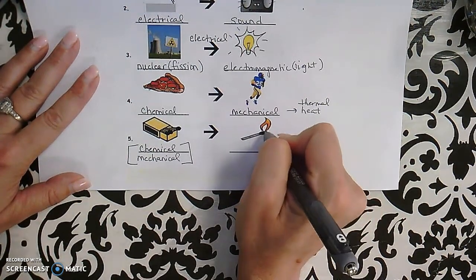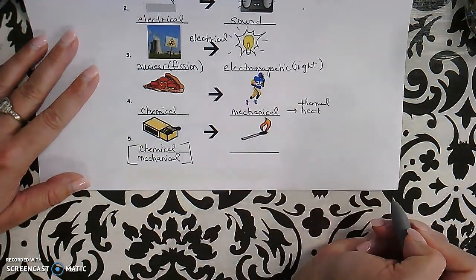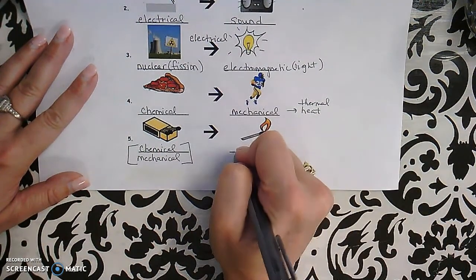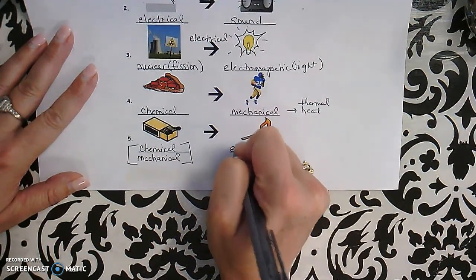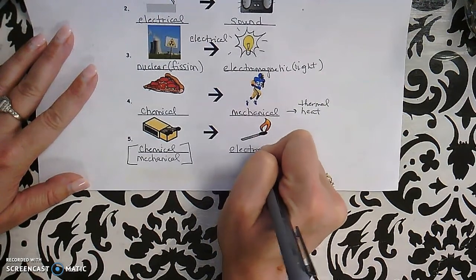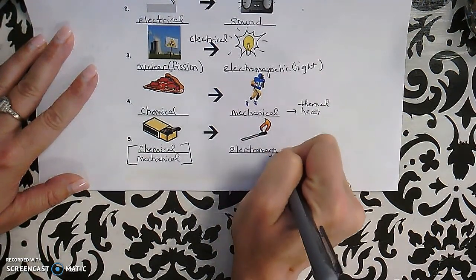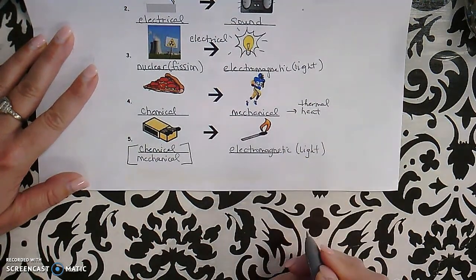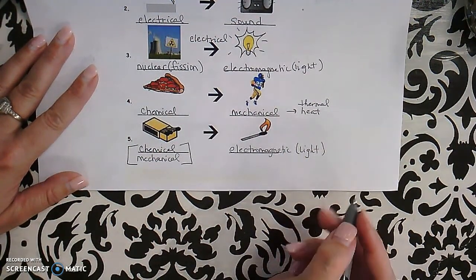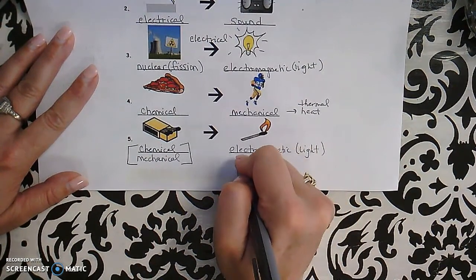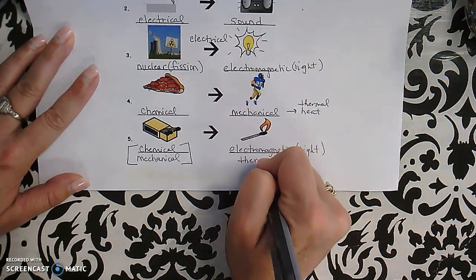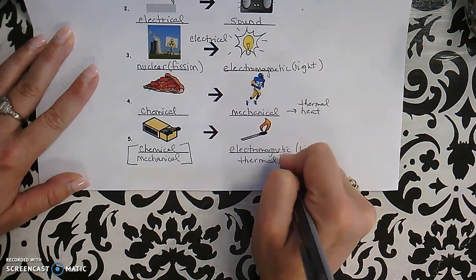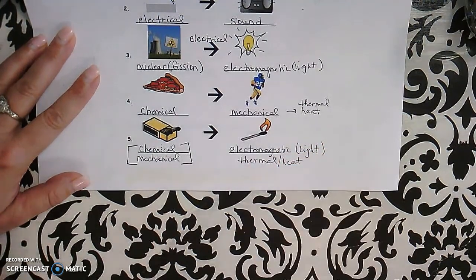Then, once the match is lit, we have two types of energy. We have light energy, which is electromagnetic. Okay, you may see that as radiant at some point. But we also have thermal, which is just a fancy word for heat.